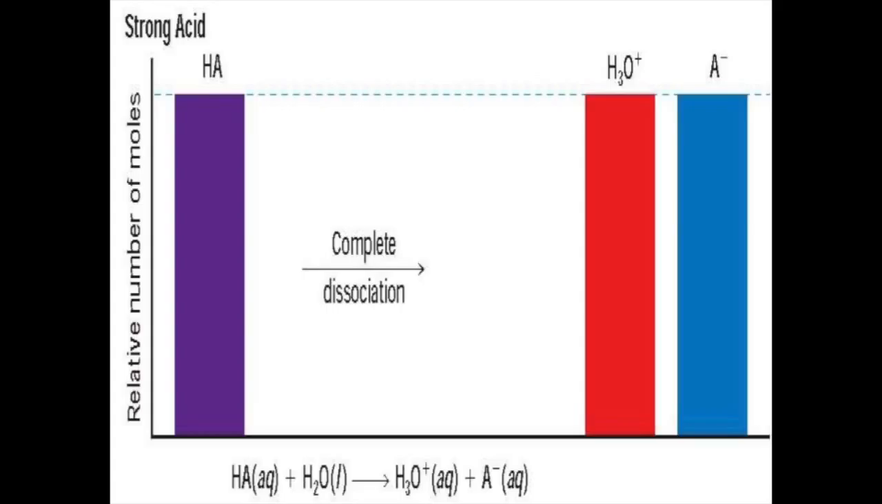Alright, in our next few slides we're going to look at strong acids, weak acids, and very weak acids. So in this diagram you can see that our acid completely dissociates into its cation and anion. Okay, you have hydronium and the acid, okay, its anion state, and so there's none of our acid left over. It's a complete dissociation.